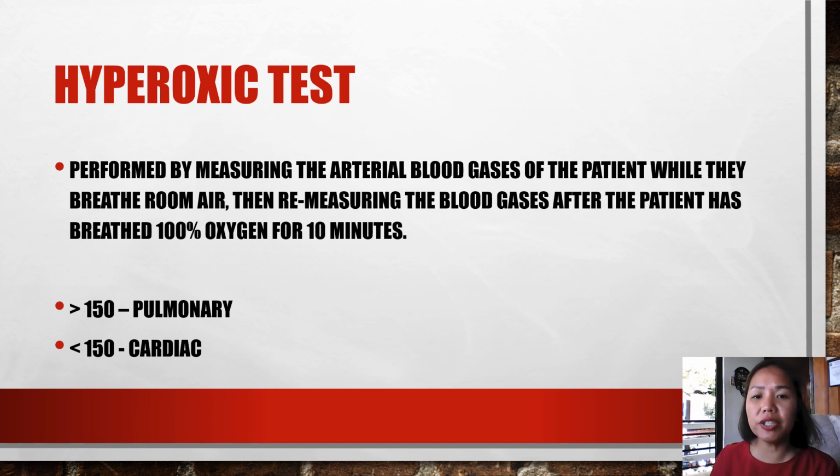Oftentimes, it is difficult to determine if you are dealing with a pulmonary or a cardiac disease. A very useful test is the hyperoxic test, which is done by measuring the arterial blood gas of the patient while they breathe room air, then measuring the blood gas after the patient has breathed 100% oxygen for 10 minutes. If the PO2 is greater than 150, then the cause is pulmonary. If the PO2 is less than 150, then the cause is cardiac.